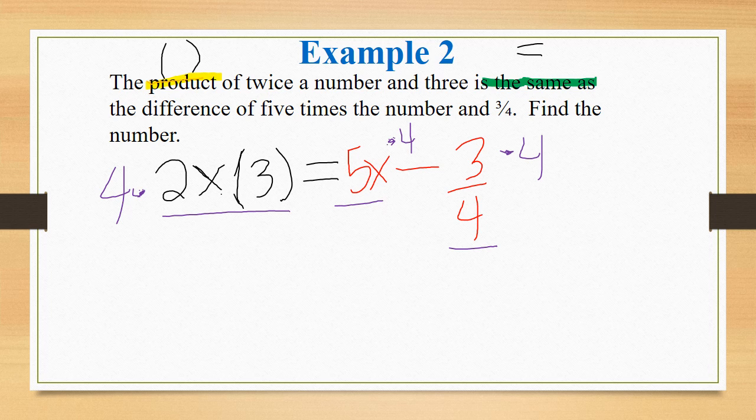So I just multiply. 4 times 2 is 8. 8 times 3 is 24. So on this side I have 24x. Oh, that's ugly. These videos are going to be full of commentary. Equals, and then what's 5 times 4? 20x. And then the goal here, this cancels out the 4 in the denominator, so I'm just left with 3. So now I went from having a fraction problem to having a non-fraction problem.